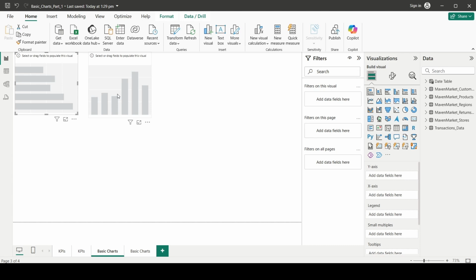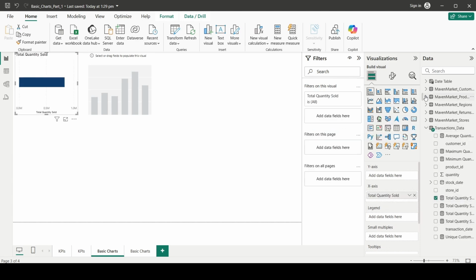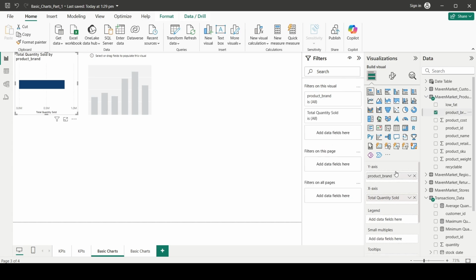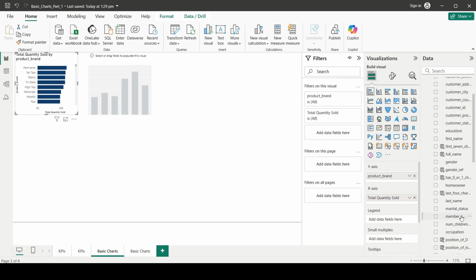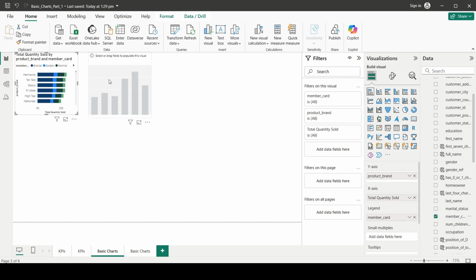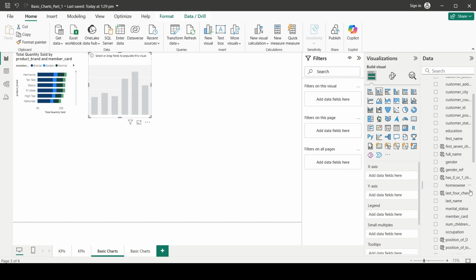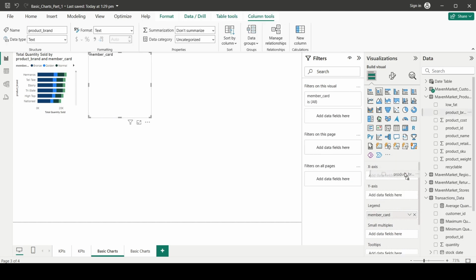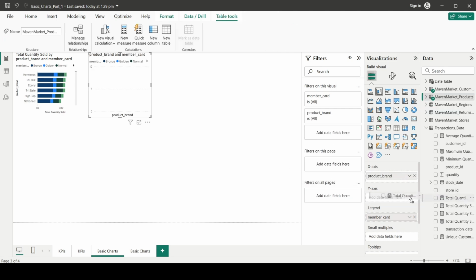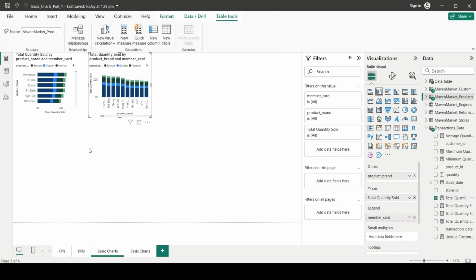Let's say for our example, we want to analyze total quantity sold by product brand, further broken down by member card holders. So let's click on the stacked bar chart, open transactions data, take total quantity sold on the x-axis, open products data, take product brand on the y-axis, open customers data, and take member card as legend. Let's take the same columns in column chart 2. Take member card in legend, take product brand in the x-axis, total quantity sold in the y-axis. Let's arrange the charts properly.